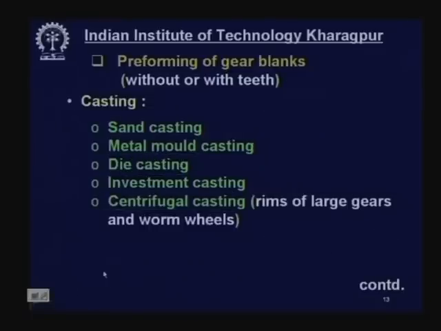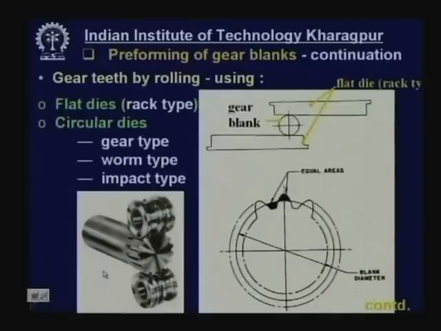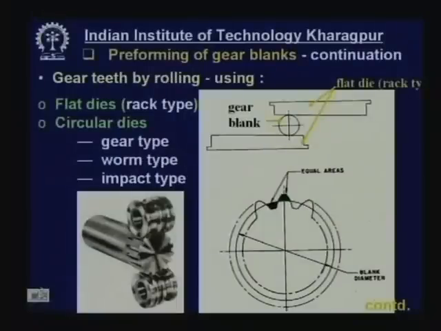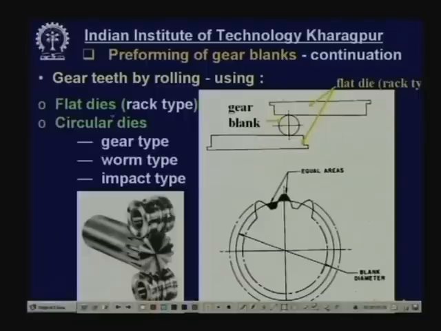Now let us see the next one, gear teeth by rolling. What we discussed was the casting process, preforming by casting. Now we shall see gear teeth by rolling, which can be done by flat dies. Now you remember that screw threads can be produced by machining as well as rolling. Similarly, the teeth of gears can also be produced by machining as well as rolling. It can be done by flat dies. This is the example.